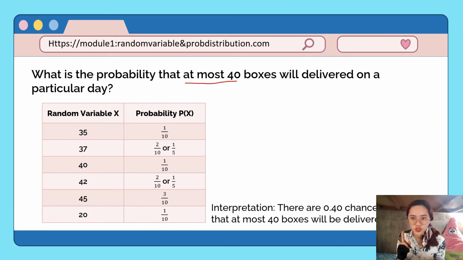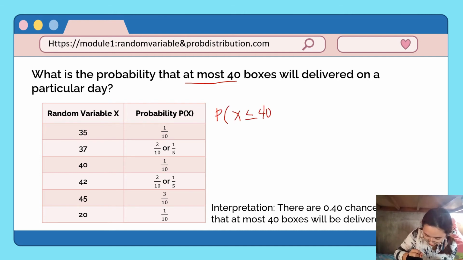So, pag sinabi natin at most, pinakamataas na yung 40. So, ibig sabihin, kasama pa yung 40 kasi siya na yung pinakamataas. Pinakamataas na siya, ibig sabihin ang kailangan natin ay mas mababa pa sa kanya. Hindi pwede si 42 kasi mas mataas na si 42 kay 40. Kasi ang sabi lang dito, pinakamataas na si 40. Okay? So, ang kailangan natin is yung less than or equal kay 40.